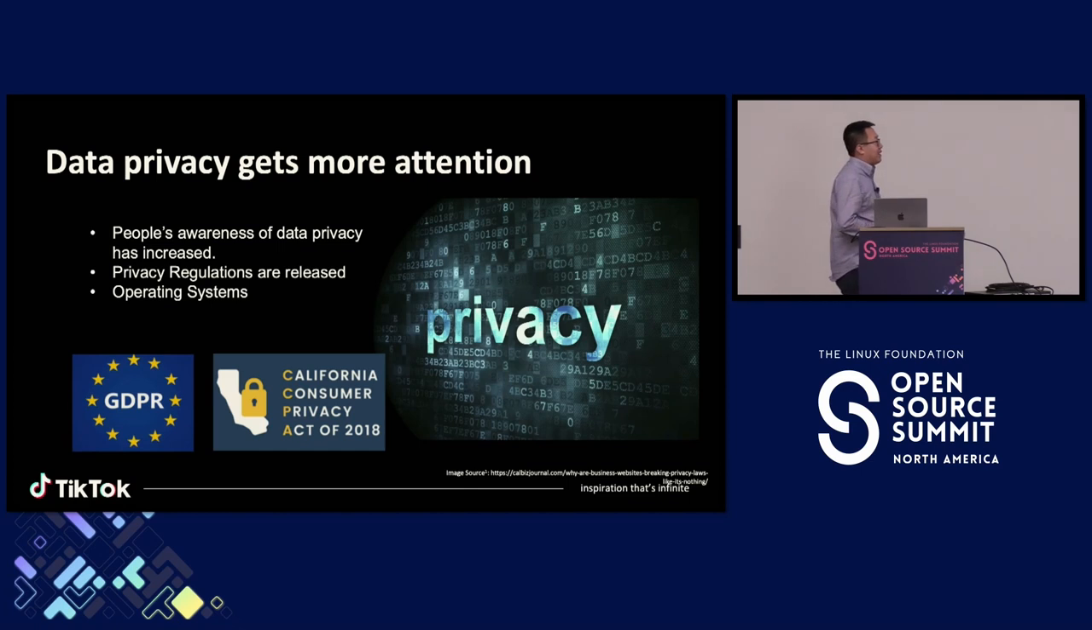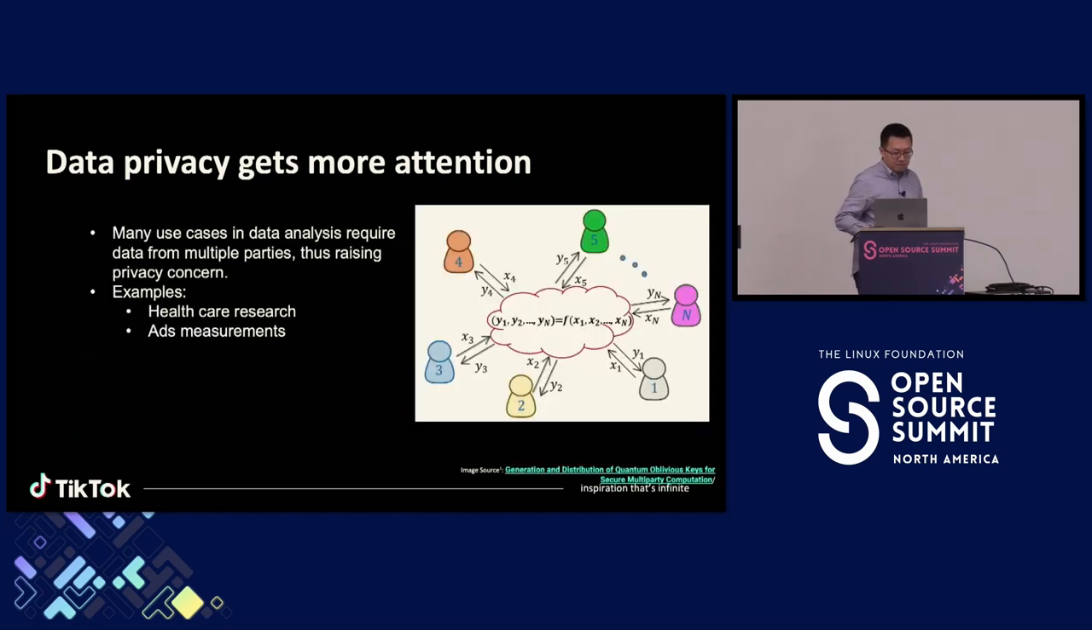You may also have realized that in mobile operating systems, for example, right now if you install some apps on your phone, the system will notice you whether you want to choose to opt out of data tracking. If you choose to opt out, then the app developer will have no access to your data anymore. All this shows that people are paying more attention to data privacy, which is actually a good thing.